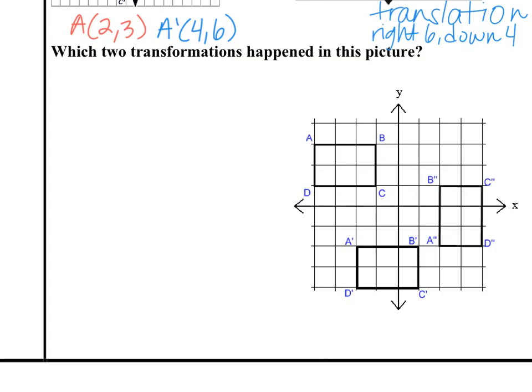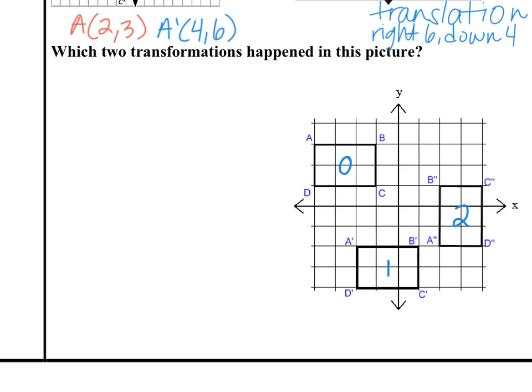I'm going to label the original shape with a 0. The first one, A prime, B prime, C prime, D prime, with 1. And A double prime, B double prime, C double prime, and D double prime with a 2. So you have the original, the first transformation, and the second transformation. So right now I want you to ignore this one. I don't care about shape 2 right now. I want to know what happened from 0 to 1, from the original to the first transformation. Would you please tell the person closest to you what happened?